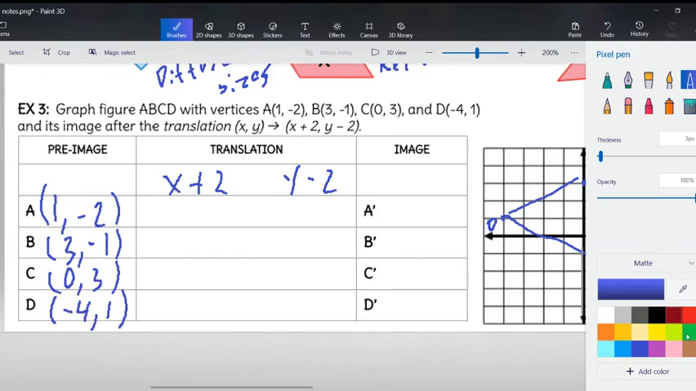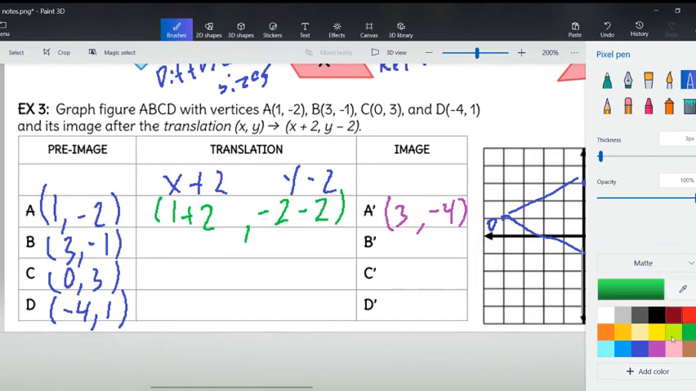When we translate it, we're going to add 2 to all our x values. So our x value here is 1 + 2. So we're adding, and our y values we're subtracting 2. So -2 minus 2 more, and that'll give us our first image. Okay, so if we do 1 + 2, we'll have 3. -2 minus 2 would be -4.